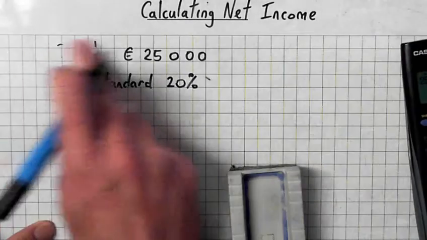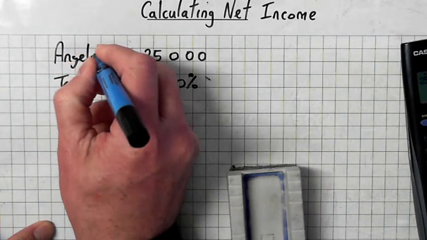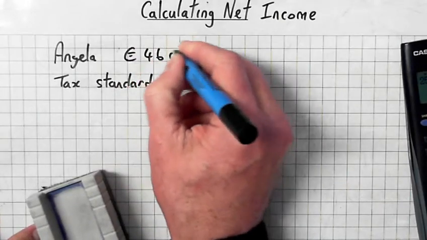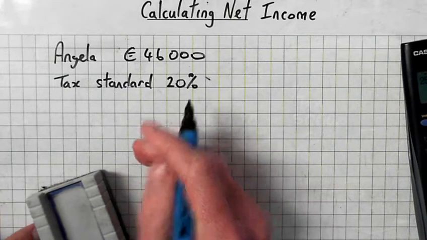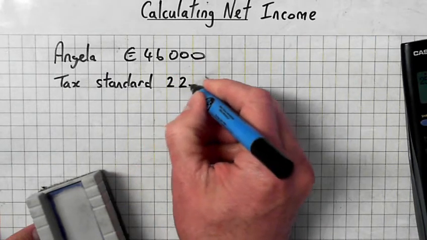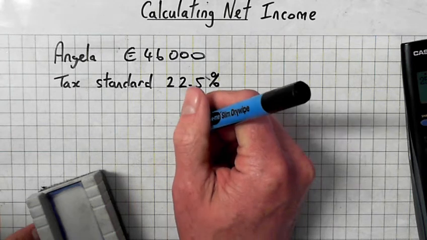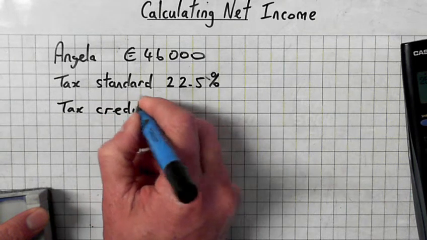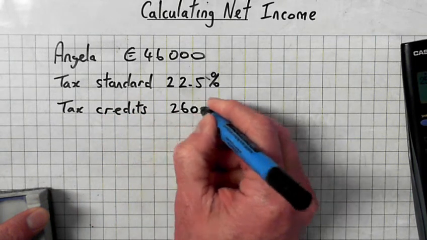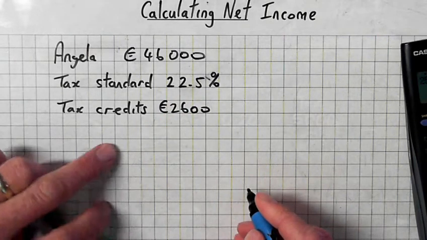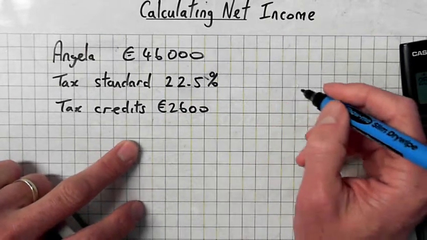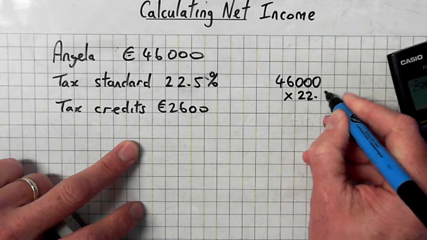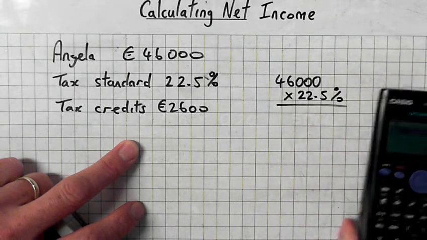Alright, the next one. So, Angela. Angela earns €46,000, and she pays a standard tax rate of 22.5%. She has tax credits as well of €2,600. Right, first of all we find how much tax she's going to pay. 46,000 times 22.5%.